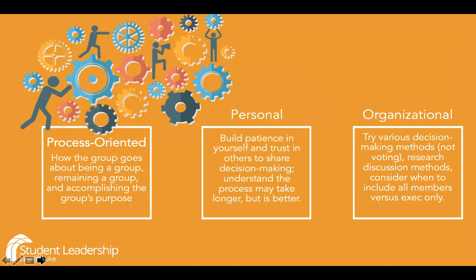As an organization, consider different ways to make decisions besides just voting. Research other methods, including using our group decision-making discussion guide, and think about the scope of who to include in different types of decisions. For example, all of an executive group, all members, some members, etc.